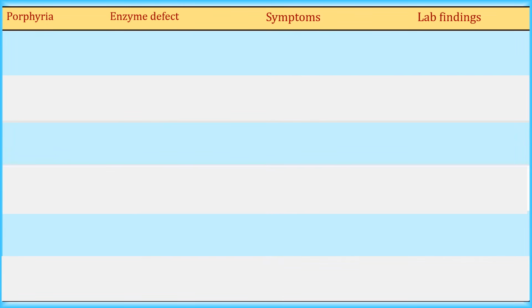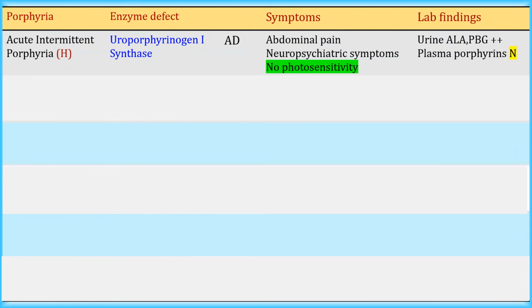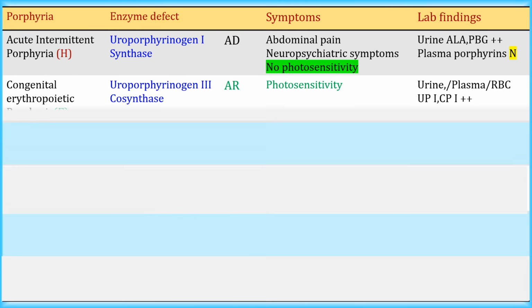Now let's see some important points about the porphyrias. First is acute intermittent porphyria. It is a hepatic porphyria due to a defect in uroporphyrinogen I synthase. It is an autosomal dominant condition, and the symptoms seen in such patients are abdominal pain and neuropsychiatric symptoms, but there will be no photosensitivity because there is no formation of porphyrins. The laboratory findings include increased ALA and PBG, and plasma porphyrin level is normal. So this is acute intermittent porphyria.